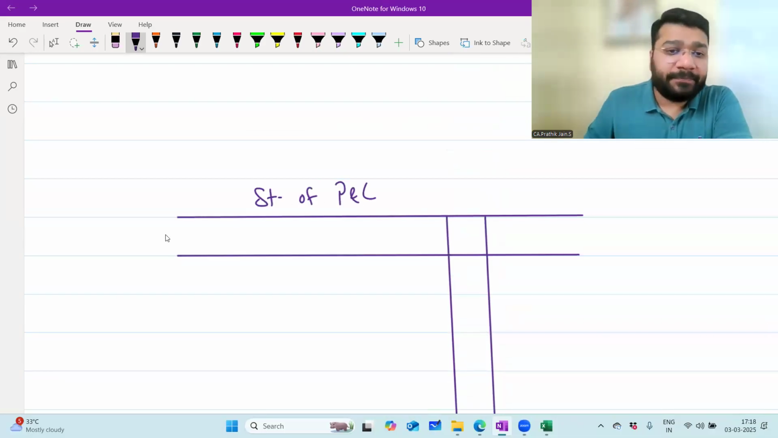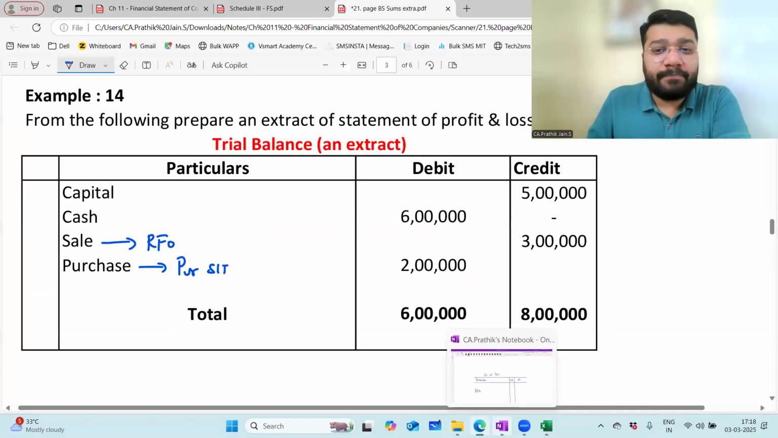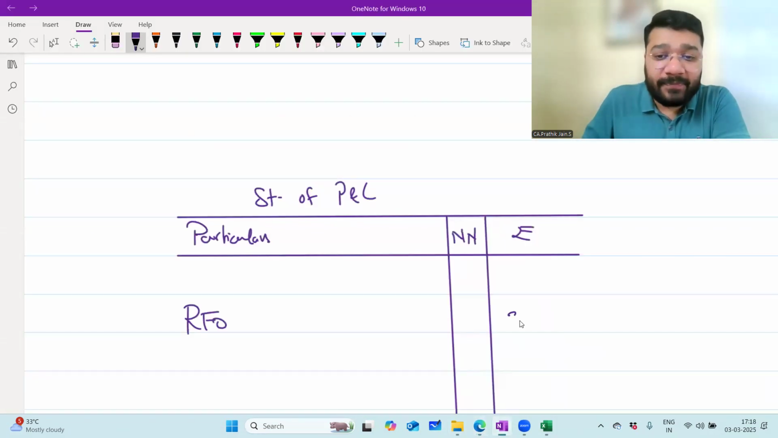Statement of P&L. Particulars, note number, amount in rupees. So the first item is revenue from operation. How much is revenue from operation? See properly. 3 lakh. So this becomes my total income.